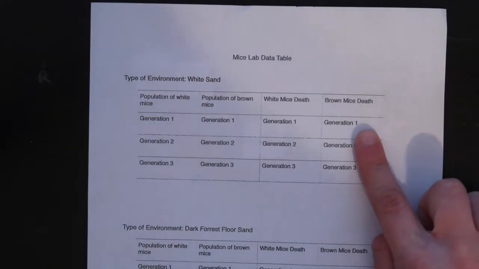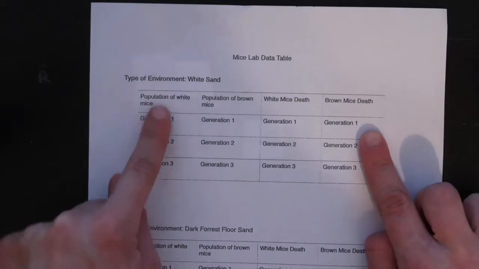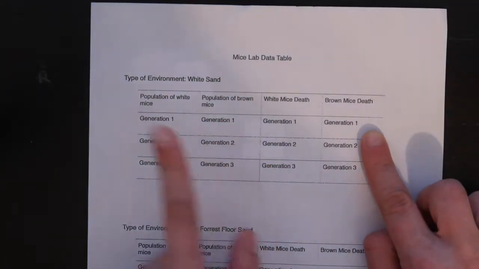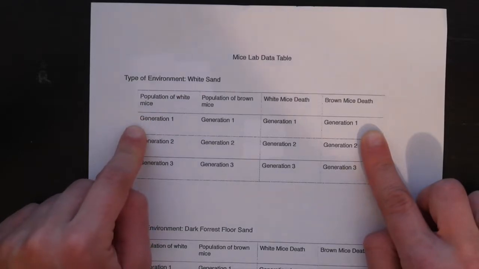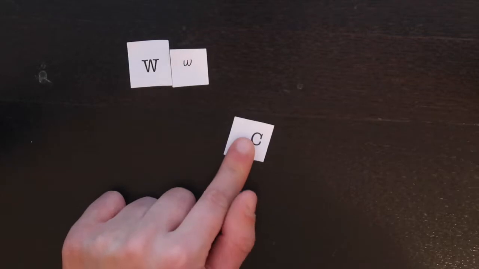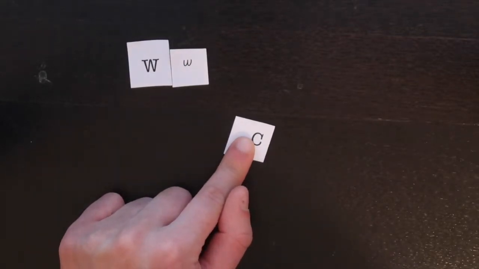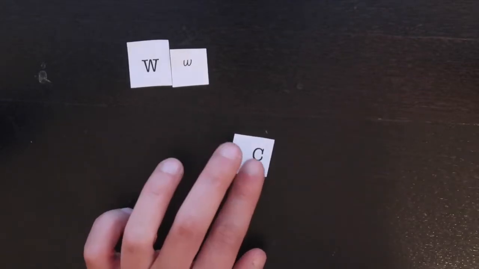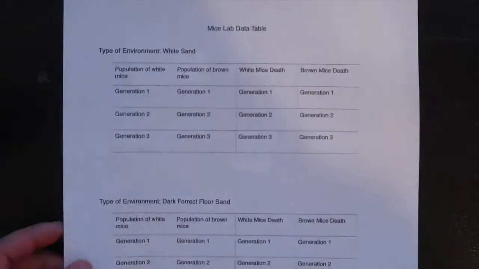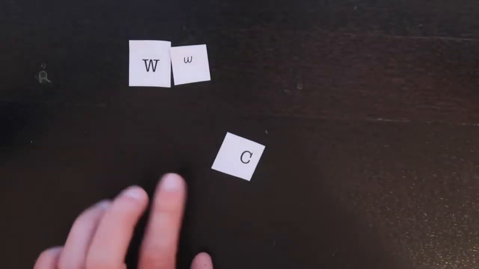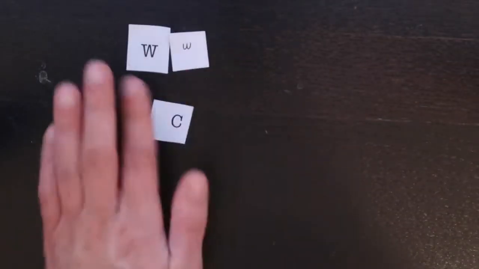As you go along, we're going to do the population of white mice first, and then brown mice. We have one white mouse, so go ahead and put a tally mark there. Since it is a white mouse and it is the same color as the white sandy desert, the contrasting card doesn't do anything, so the mouse lives. If the mouse died, you'd put a tally mark under brown mice death. So it lives.